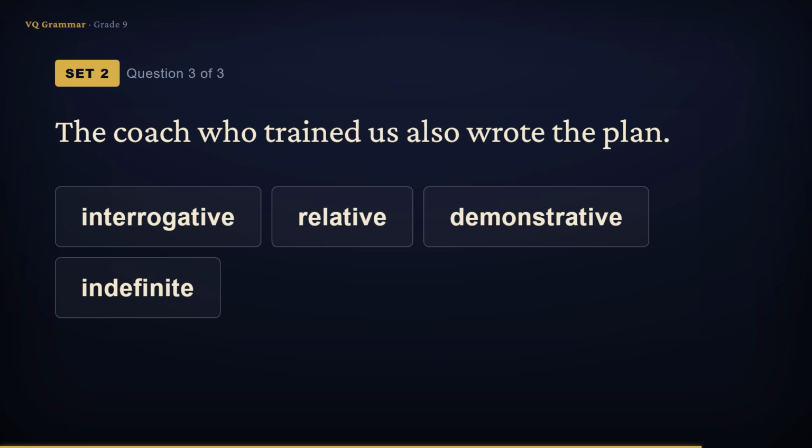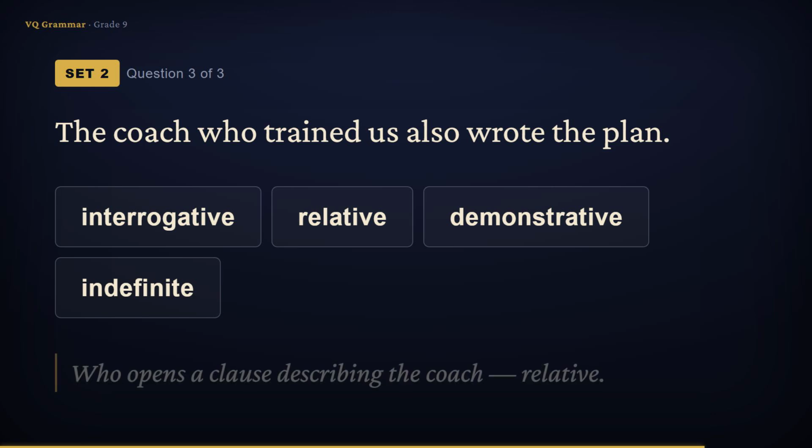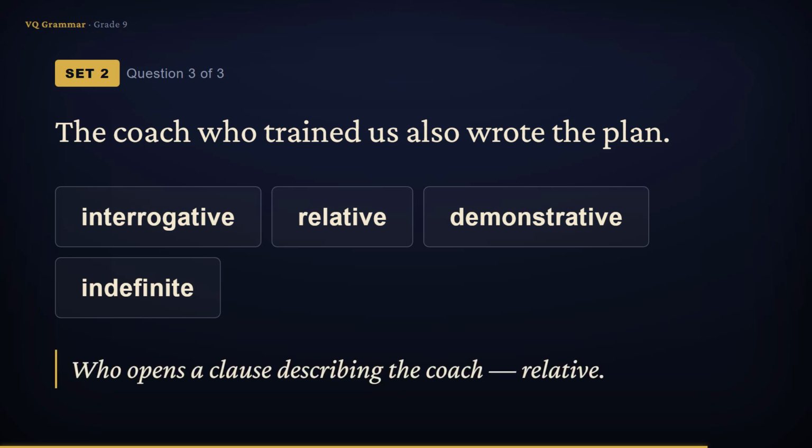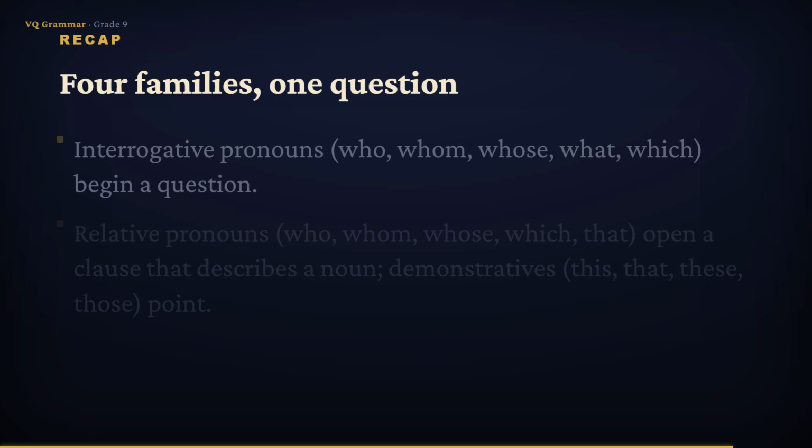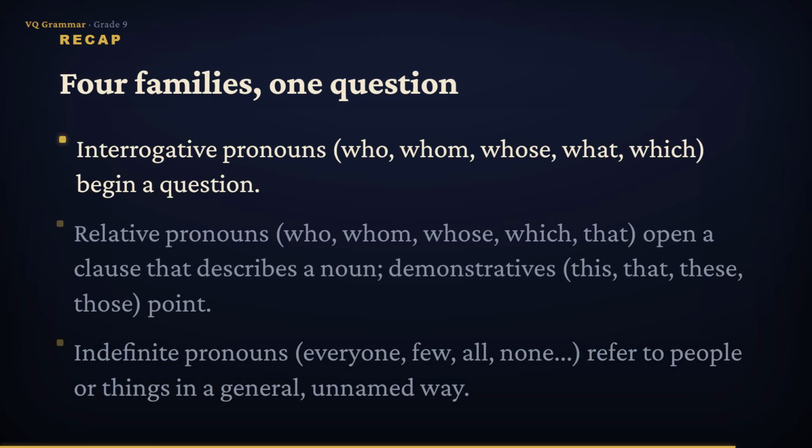And the last one. The coach who trained us also wrote the plan. The word who could start a question elsewhere, but read what it's doing here. It opens the clause, who trained us, and that clause tells us more about the coach. A pronoun that opens a describing clause and relates back to a noun is relative. The answer is relative.